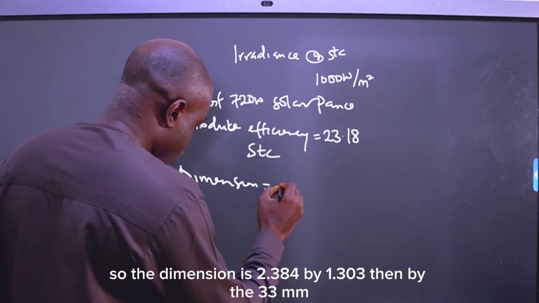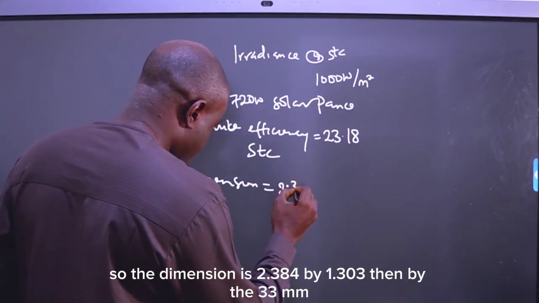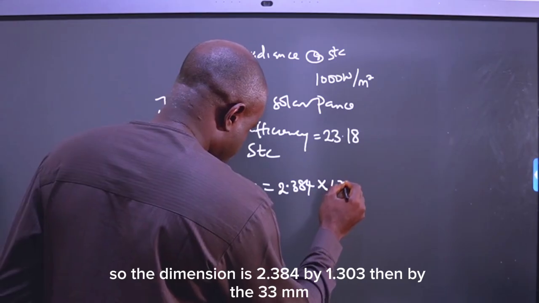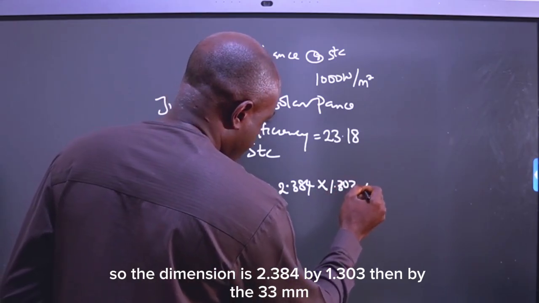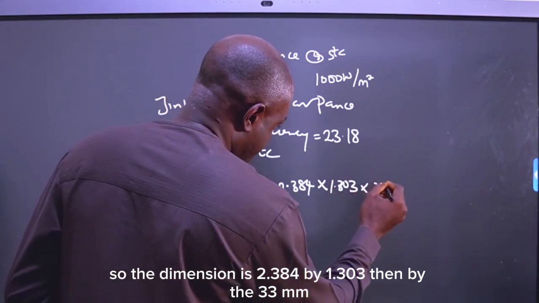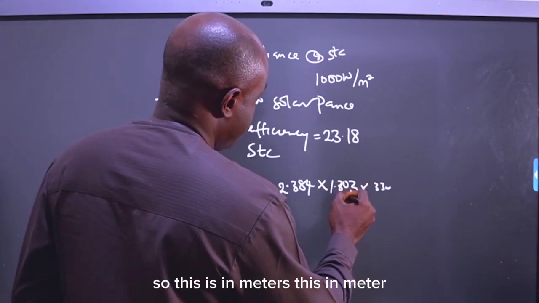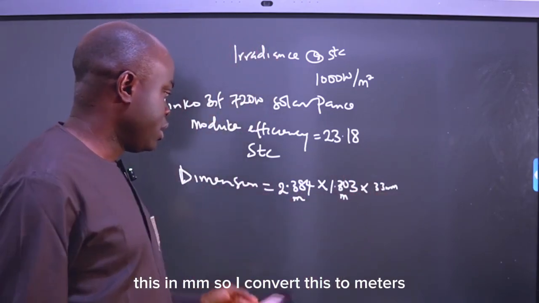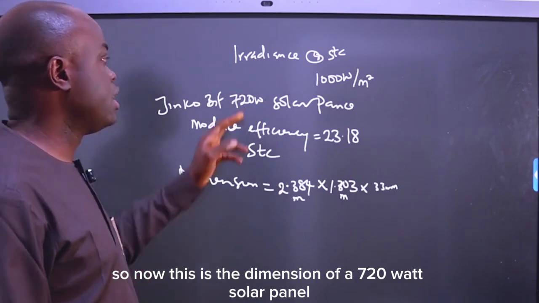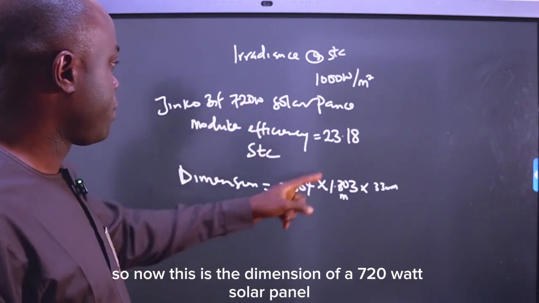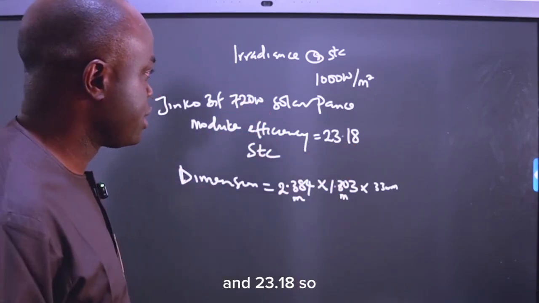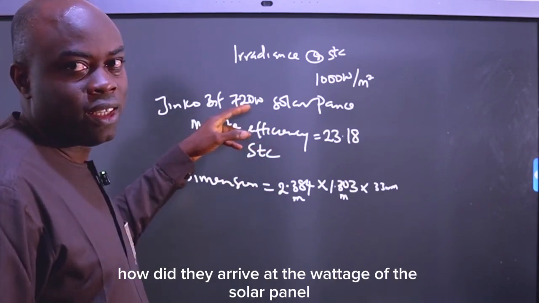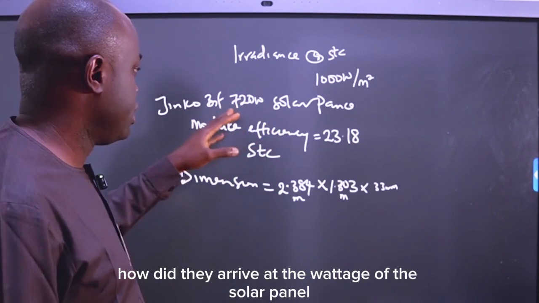So the dimension is 2.384 by 1.303, then by 33 mm. So this is in meters, this is in meters, this is in mm. So I convert this to meters. So now this is the dimension of a 720 watt solar panel with 23.18 efficiency. Now I want to show us how they arrived at the wattage of the solar panel.